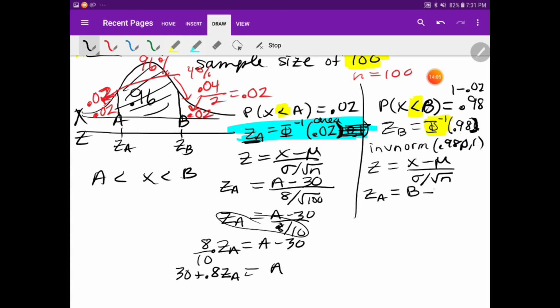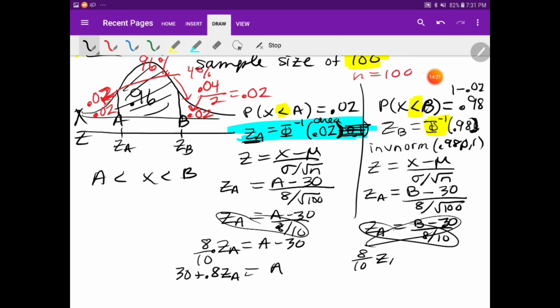Okay, so X is our B, capital B, minus our mu. So look up your mu. Mu was 30, sigma was 8, N was 100. So that's ZA equals B minus 30 over 8/10. You kind of feel like you're doing the same thing twice. Cross multiply, and you get 8/10 times ZA equals B minus 30. B equals 30 plus 8/10 of ZA.